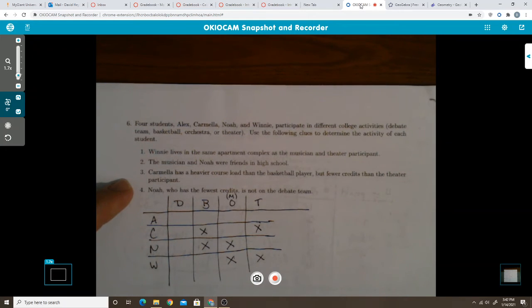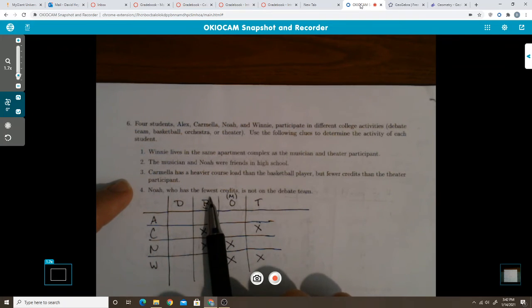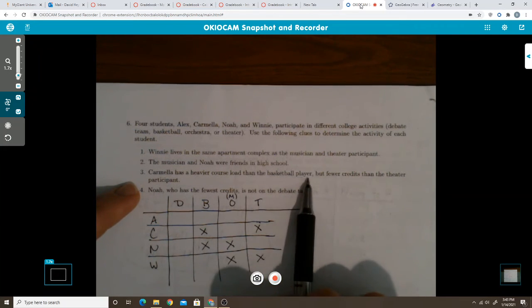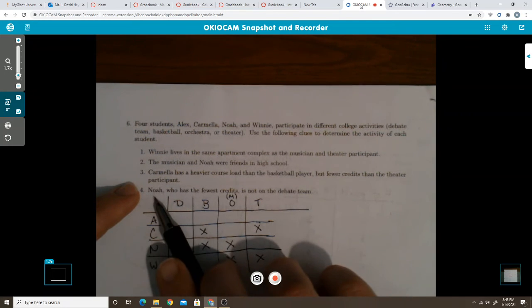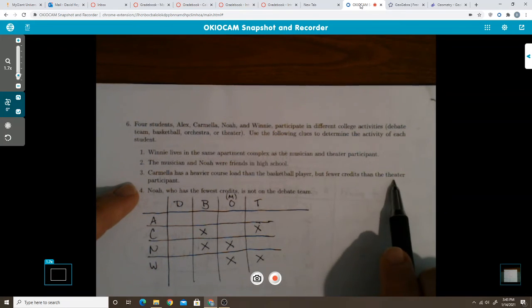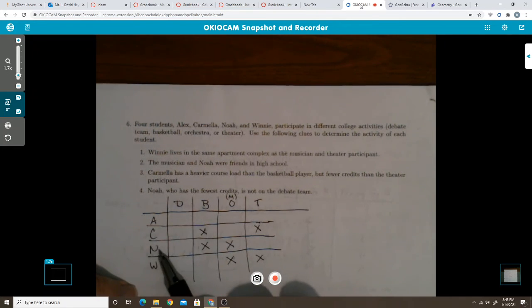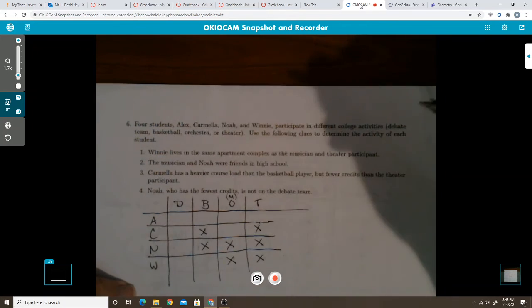Okay, but what else do we know? We know that Noah has the fewest credits. And we're told in clue 3 that Carmela has a heavier course load than the basketball player, but fewer credits than the theater participant. So if Noah has the fewest credits, then Noah is definitely not the theater participant, because the theater participant has more credits than Carmela does. And Noah has the least number of credits, so he can't be the theater participant. Okay, so there we go.